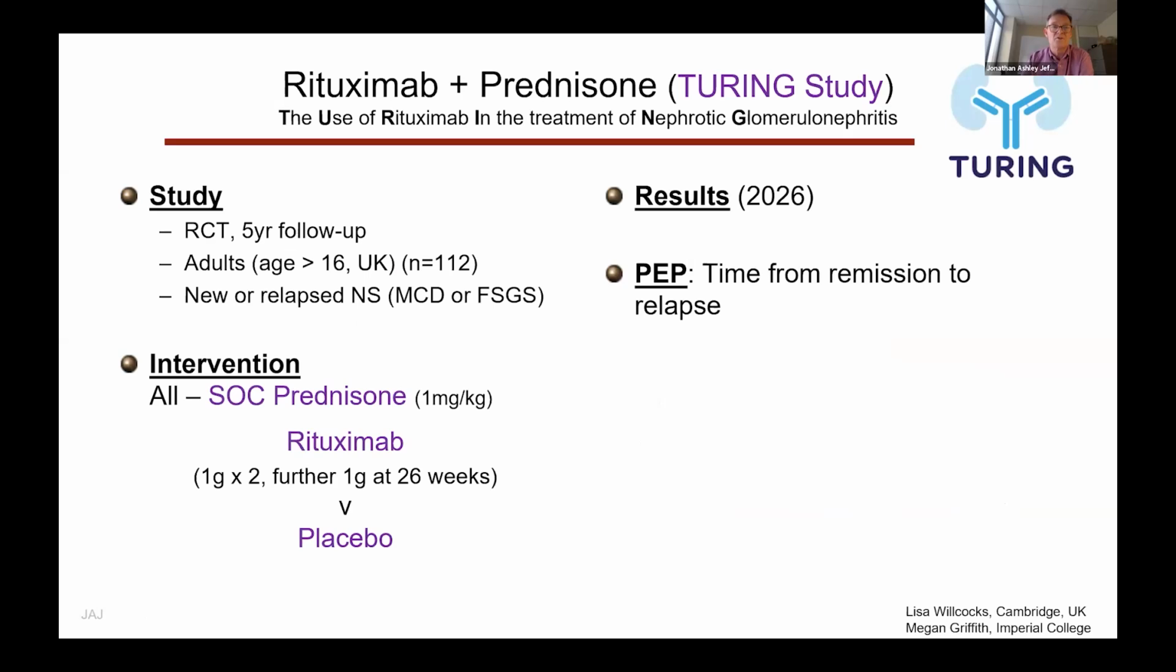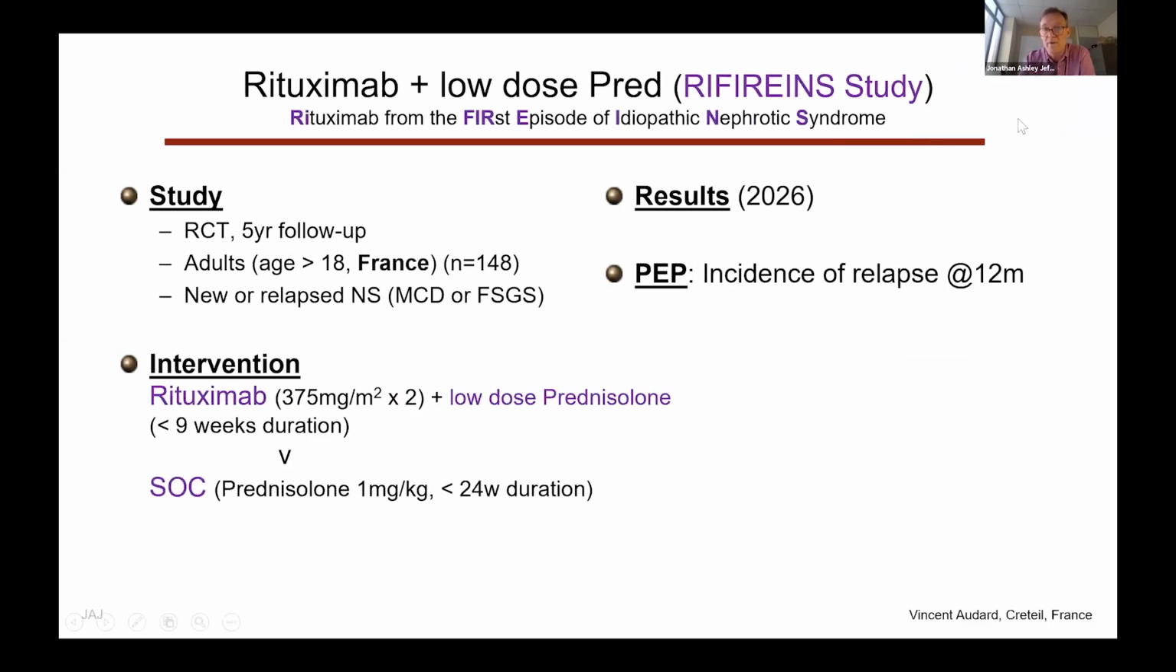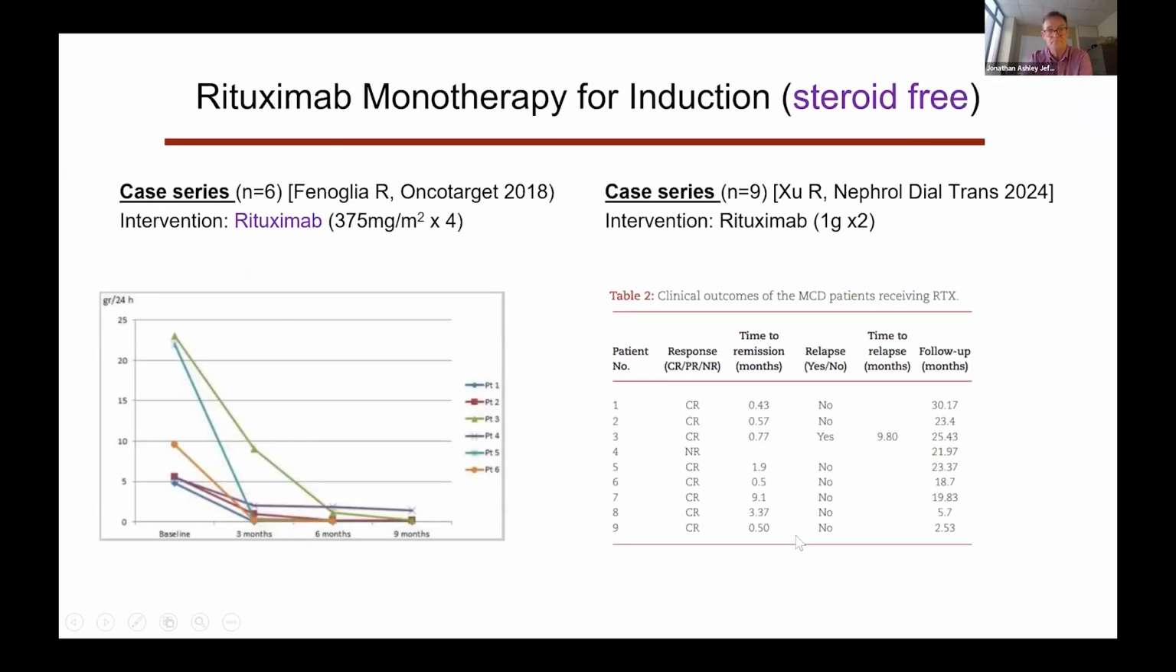Oh no. Well, just to mention, there are a couple of studies being done currently. One is called the TURING study, looking at rituximab versus placebo on top of standard of care prednisone or prednisolone to see if you can decrease relapses. Another is called RIFERENS, and it's interesting because they're giving rituximab with low dose prednisolone over a short duration of around 9 weeks to see if rituximab can limit steroid exposure. But the last slide is really the question of, can we use rituximab monotherapy for induction? So, giving steroid-free monotherapy.